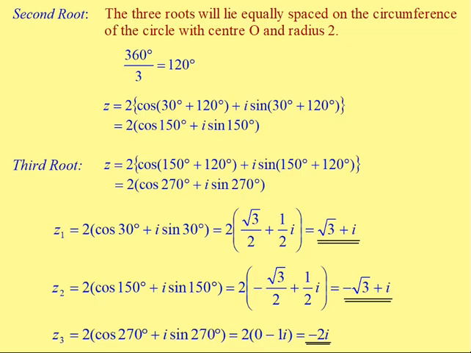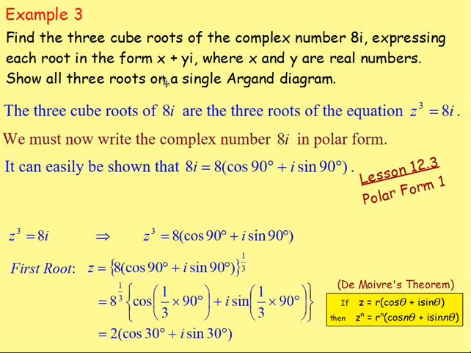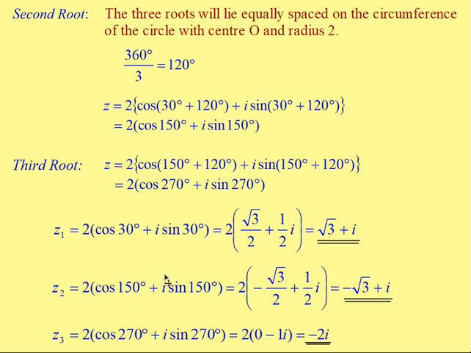What we're asked to do in this example is to write them in the form x plus yi. So all you have to do after that is work out the cos of 30 and the sine of 30, then multiply out your brackets, and you get it in the form x plus yi. Do the same with this one, work out the cos of 150 and the sine of 150.